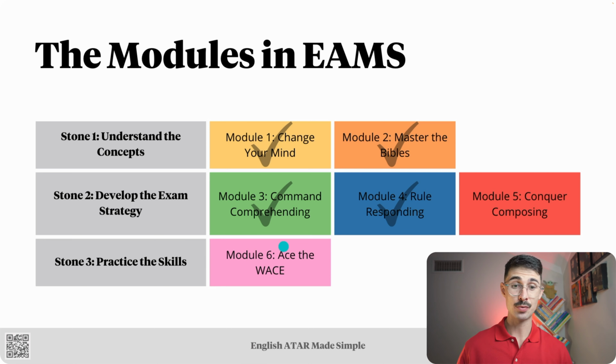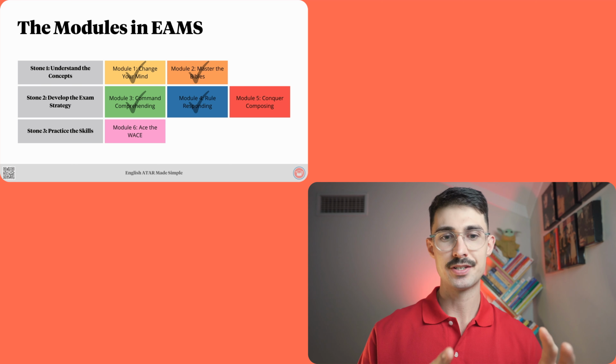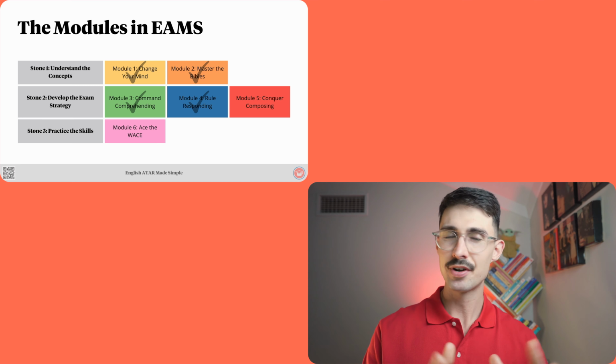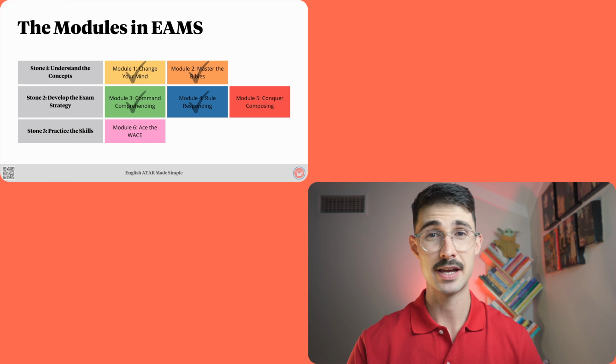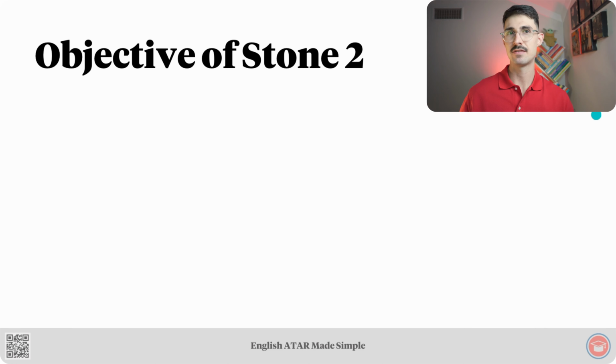It's called Ace the Exam because that is what you will be able to do once you complete it. In other words, Module 6 brings together everything you've learned in English ATAR Made Simple and puts it to the test. We've recapped our overview of the PEAR, we've recapped the modules in EAMS, now let's take a look at the objective of this stone.